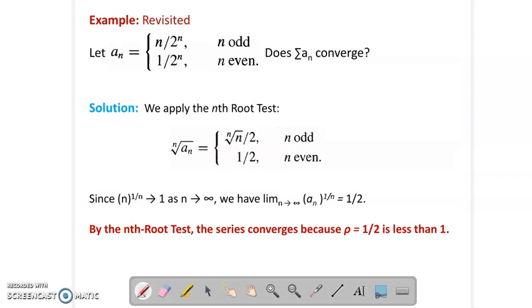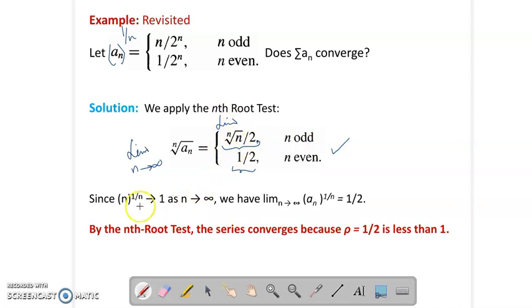Now let's apply the nth root test on this example which we were working on. So this is our a_n. To apply the nth root test, we find a_n to the power 1 by n. So this is the nth root of n divided by 2 when n is odd, and 1 by 2 when n is even. So no problem, we have a_n raised to the power 1 by n. Now when you take the limit as n tends to infinity, when n is even, we are getting 1 by 2. No problem. When n is odd, we have to take the limit of this one.